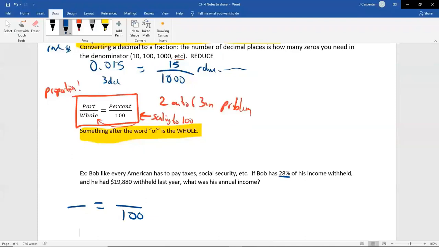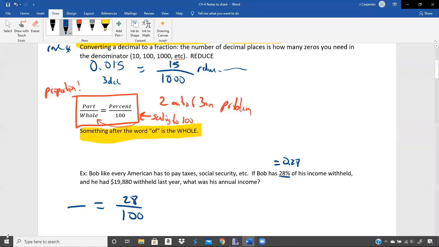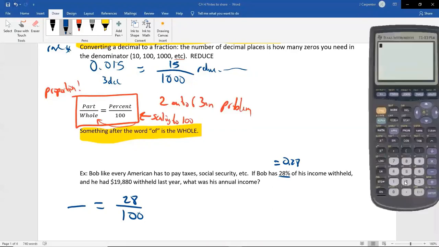Now, some people will go, oh, okay, well, 28%, this is 0.28, so they'll put 0.28 over 100, which is wrong. Because 28% as a fraction is 28 over 100. If you don't trust me, just put that in a calculator, and 28 over 100 is going to be 0.28. Remember, you've got calculators in real life, and this class is for real life. So be careful with that.